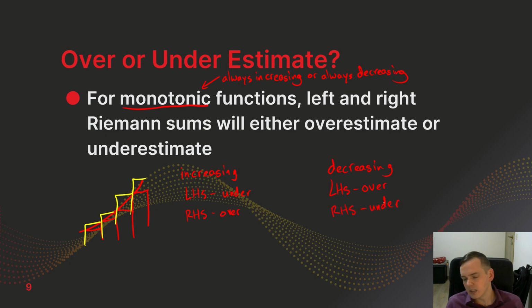So you'll get questions like this on the AP test where they might say, calculate a left-hand Riemann sum, is it an overestimate or an underestimate? All you have to say is, because this function is always increasing or decreasing, and it's a left-hand sum, I know it's going to over or underestimate, whatever the case is.